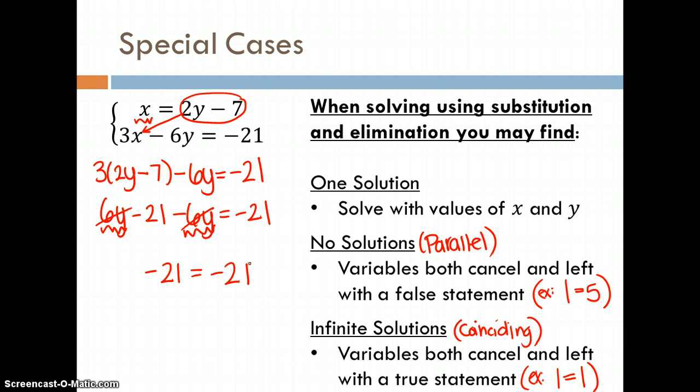Well, which situation does that match? That's the situation where I have a true statement. True statement, so that means there are infinite solutions. Not that any numbers will work, but that there's an infinite number of combinations that I could list out. So true statement, infinite. False statement, you say to yourself, no, that's not true, so there are no solutions.